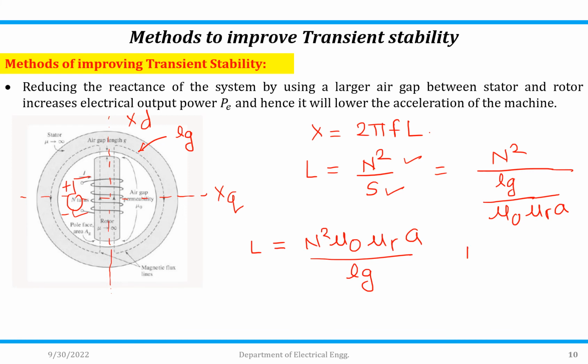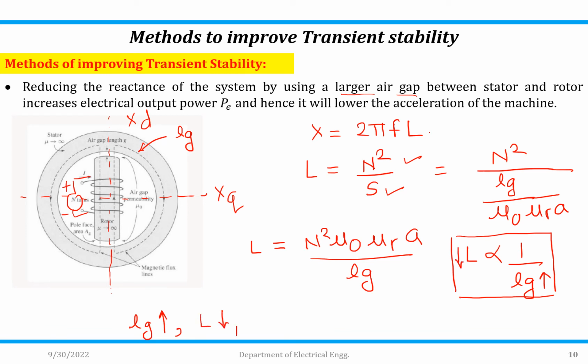So what we observe? Inductance L is inversely proportional to the air gap length Lg, which is discussed here. So now here what we have written: reducing the reactance of the system by using a larger air gap. More the air gap, that is, more will be the Lg, what will be your L? L will reduce. As your L reduces, what will happen to your X? Your X is also going to reduce.